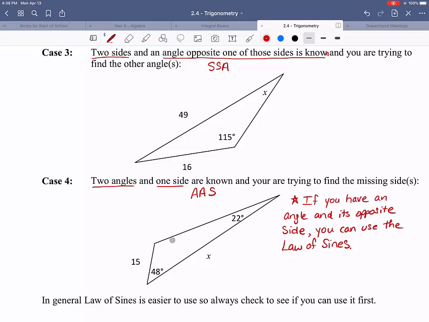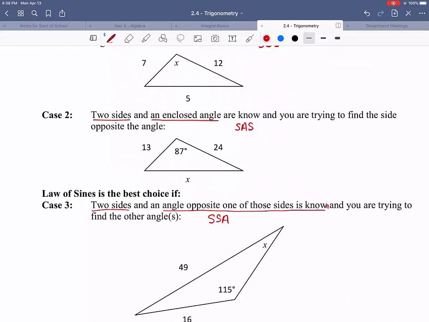If we know an angle and its opposite side, we can use the law of sines, and that's what we want to use. If we don't know an angle and its opposite side, you have to use the law of cosines. So that is the key right there to doing this lesson. Look for an angle and its opposite side.